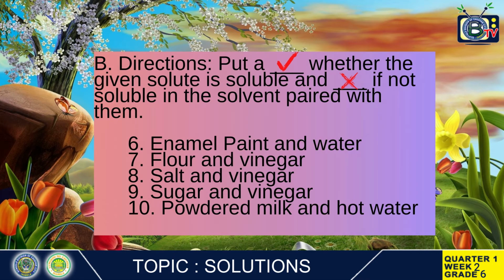B. Put a check if the given solute is soluble, and X if not soluble in the solvent paired with it. Number 6. Enamel paint and water. Number 7. Flour and vinegar. Number 8. Salt and vinegar. Number 9. Sugar and vinegar. And number 10. Powdered milk and hot water.